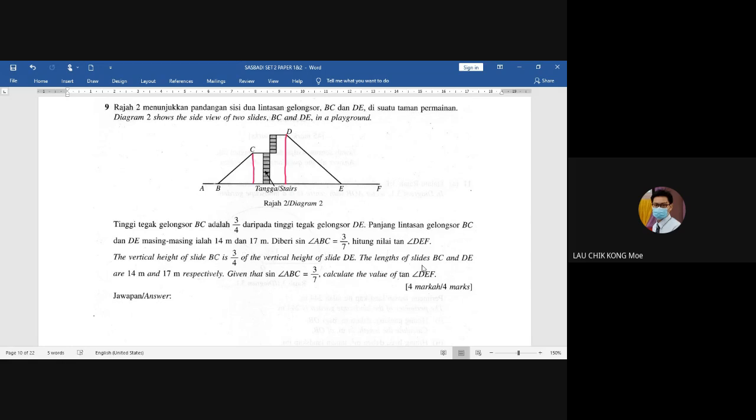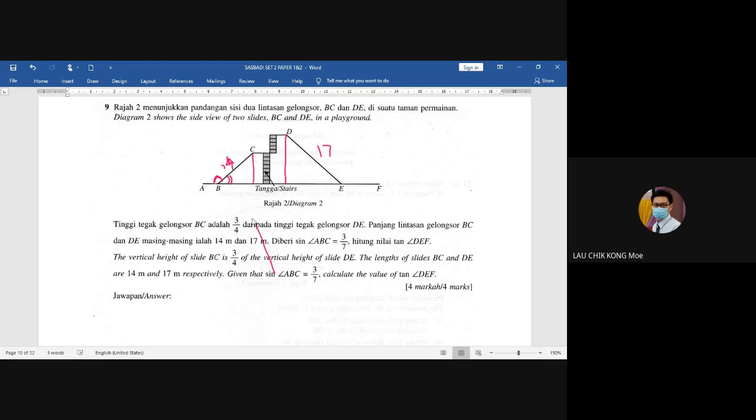Panjang, the length of the slides BC and DE are 14 and 17. BC is 14. DE is 17. And then also you are given angle ABC. Angle ABC here. This is quadrant 2, but sin quadrant 2 also equal to quadrant 1, right?